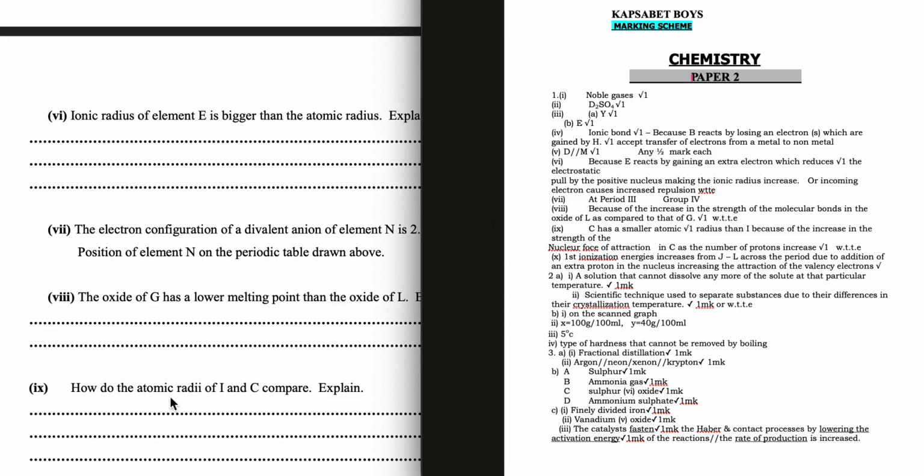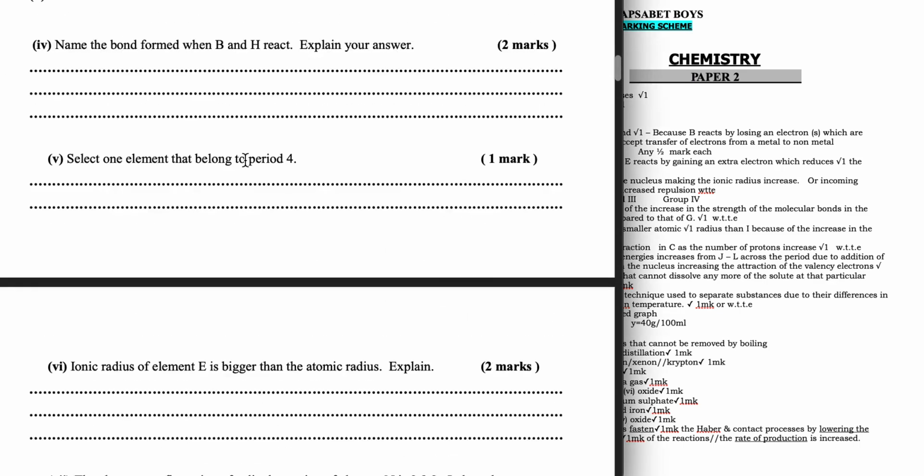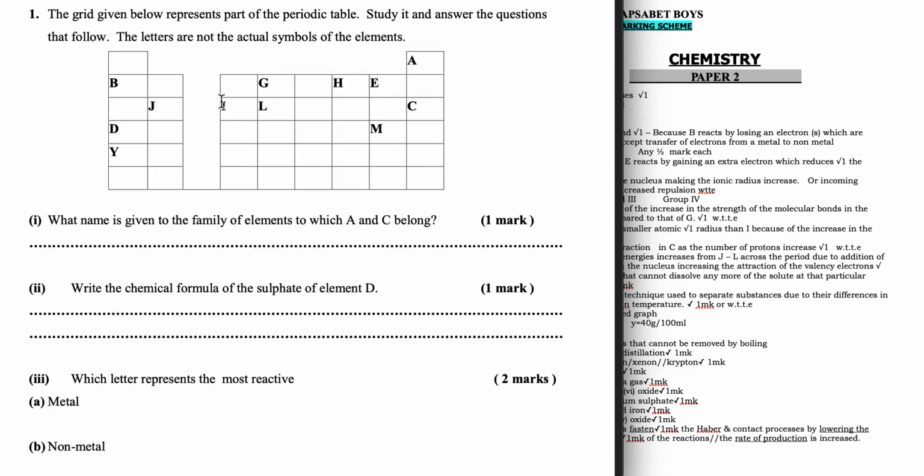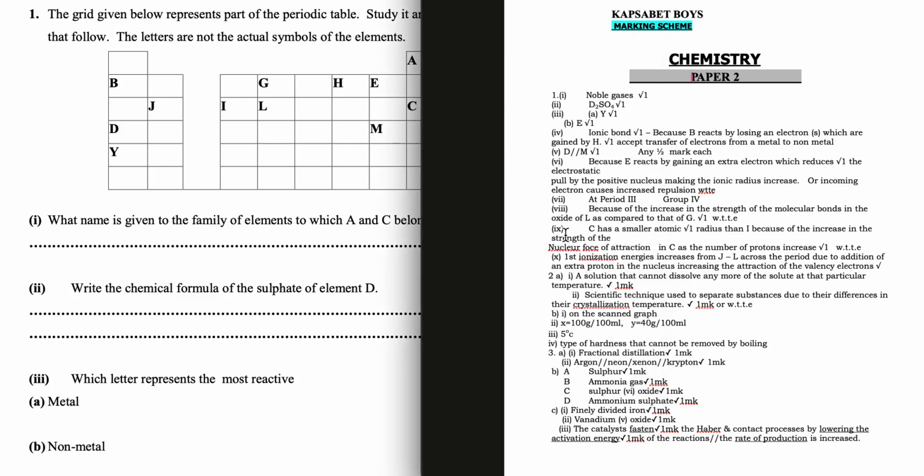9. How do the atomic radii of I and C compare? Compare I and C. C has a smaller atomic radius than I because of the increase in the strength of the nuclear force of attraction in C as the number of protons increases.